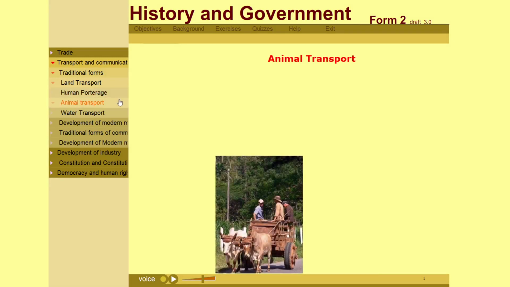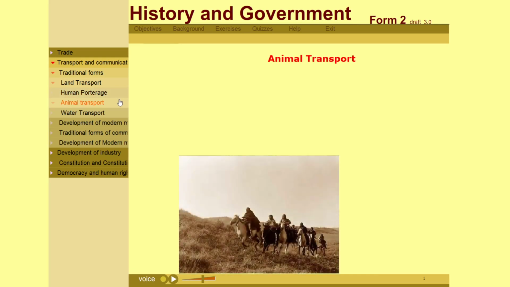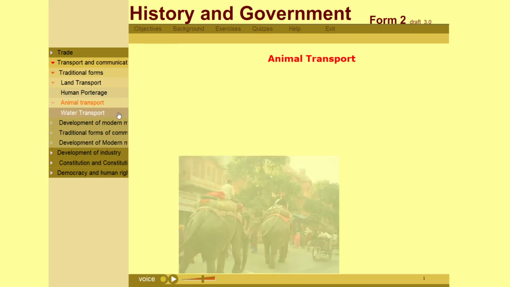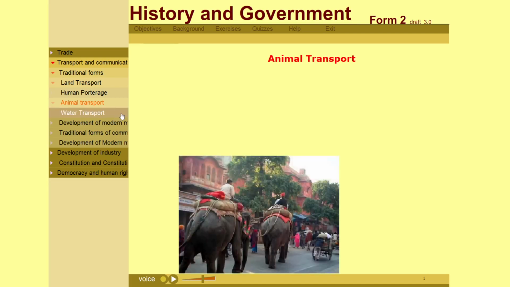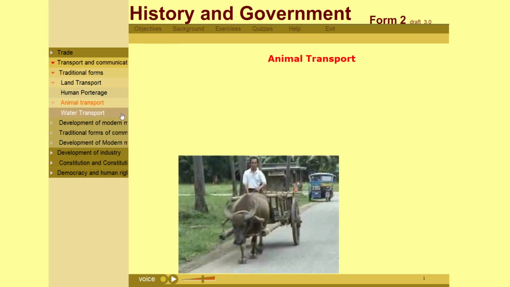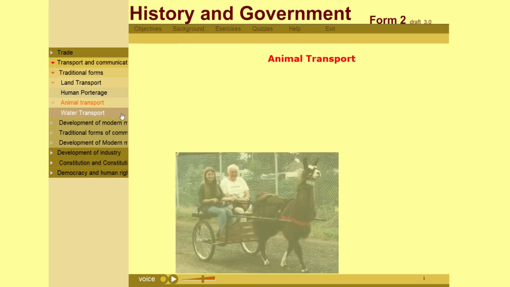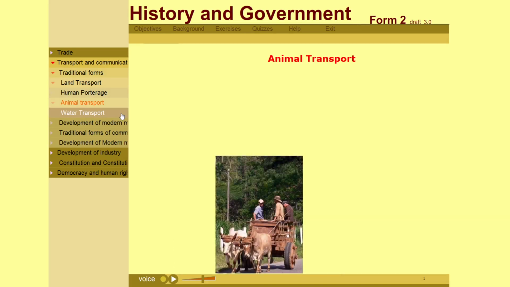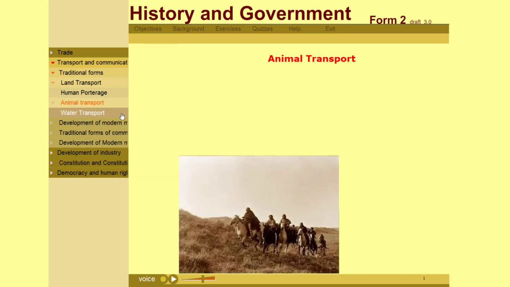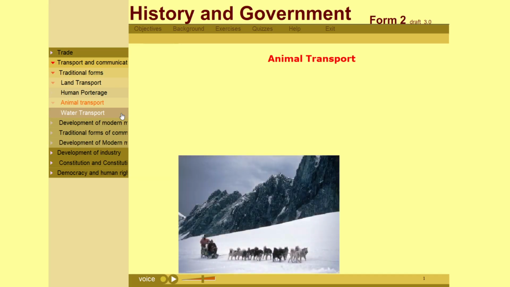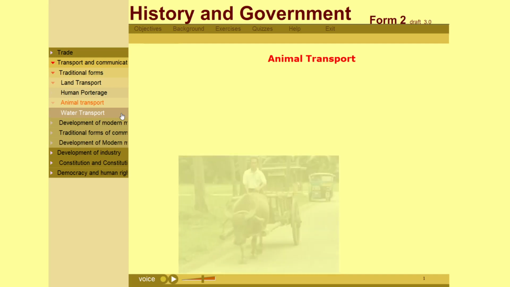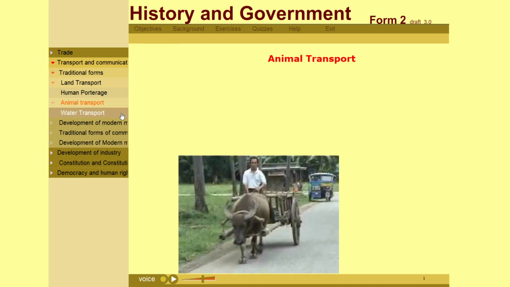Animal transport involves the use of animals to carry people and goods. The animals used were referred to as pack animals. There were various pack animals that were used as means of transport. They include donkeys, oxen, horses, dogs, camels, mules, elephants, water buffalo, reindeer, llama, and alpaca.